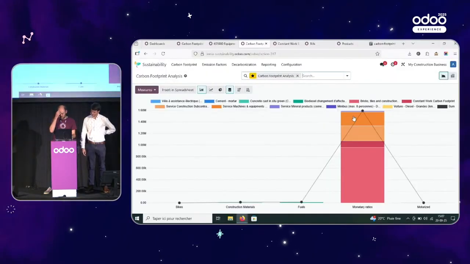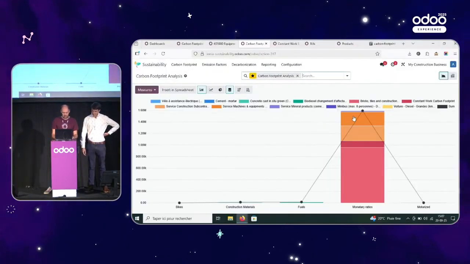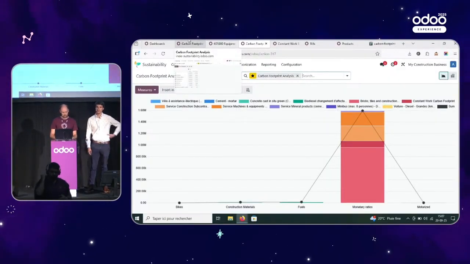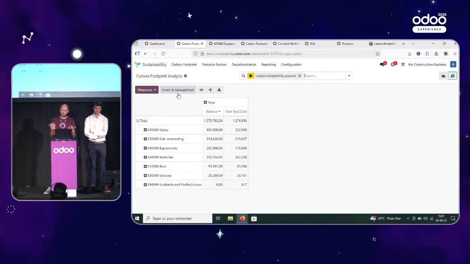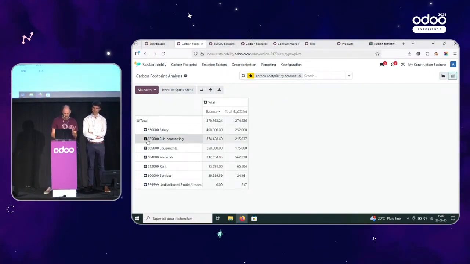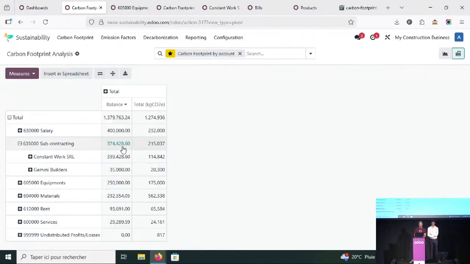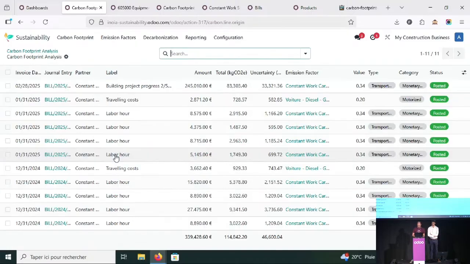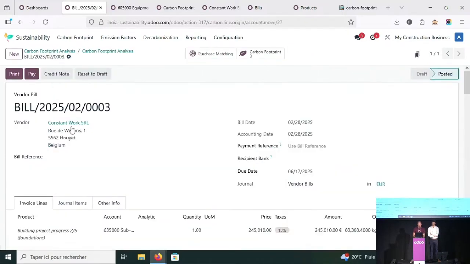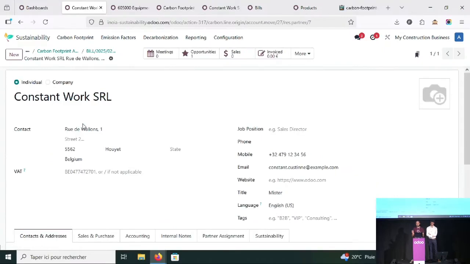Yeah, so we can keep the subcontracting. It's a very good example. So getting back to my expenses, if I drill down with the vendors, for instance, I have two vendors, Constant and Gemini. The biggest one is Constant. So I can drill down, take one of the bills, and introduce a specific emission factor for this vendor.